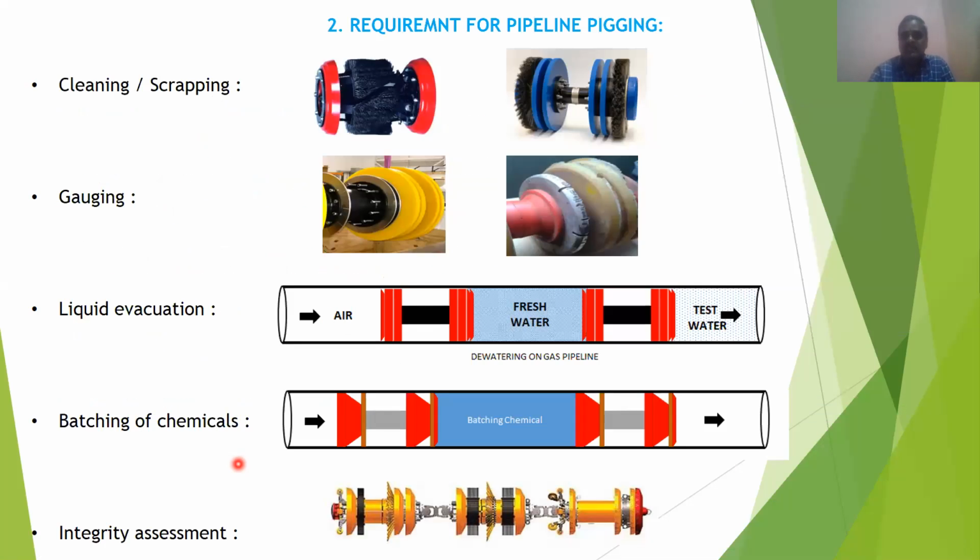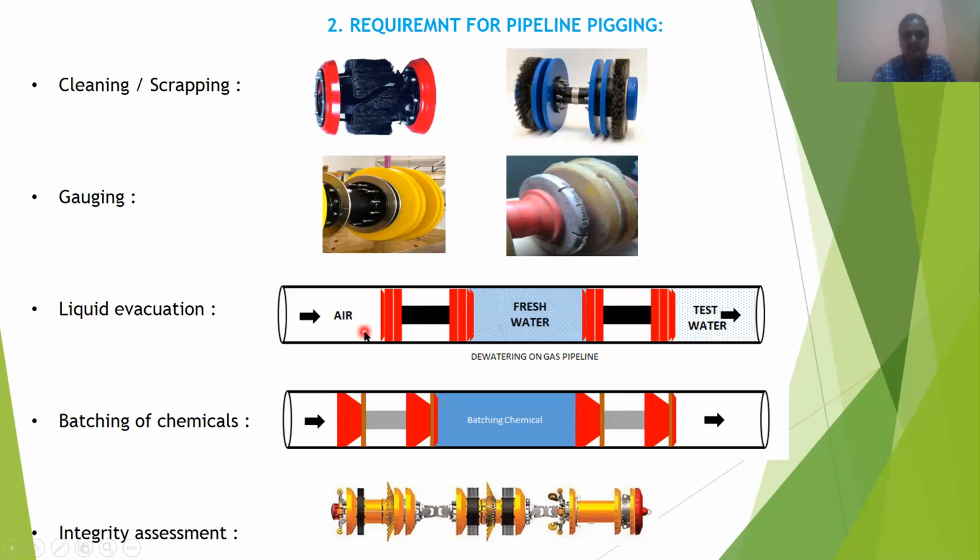These are the normal types of pigs. You can see for cleaning, scraping purpose, these pigs will be used. Brush pigs, it is called. For gauging purpose, they use this type of pigs. You will come to know.